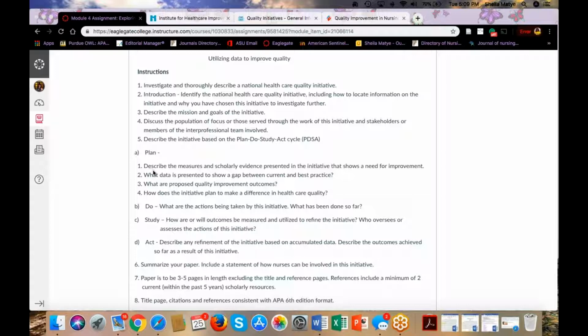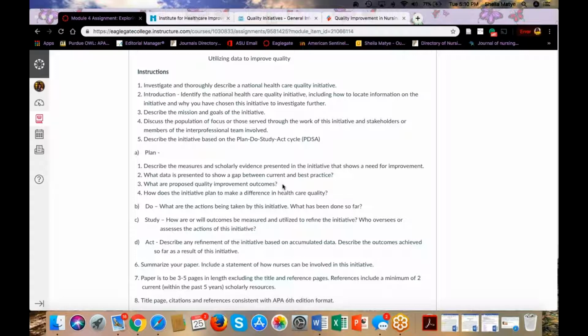Then another one under plan is what data is presented to show a gap between the current and the best practice. Because if they want to change, then something is warranting that change. So what's happening now to where what you want to happen after this. So you need to show that gap. Then what are the proposed quality improvement outcomes?